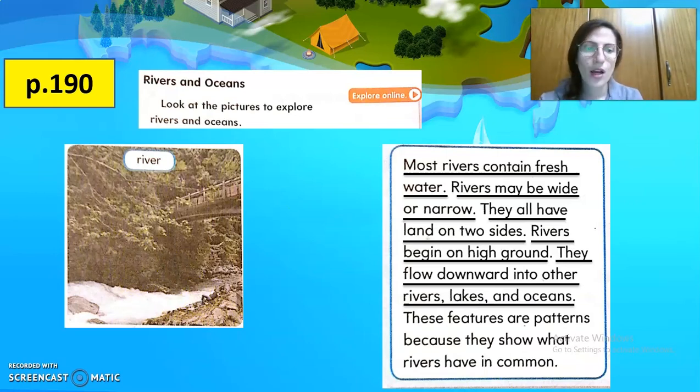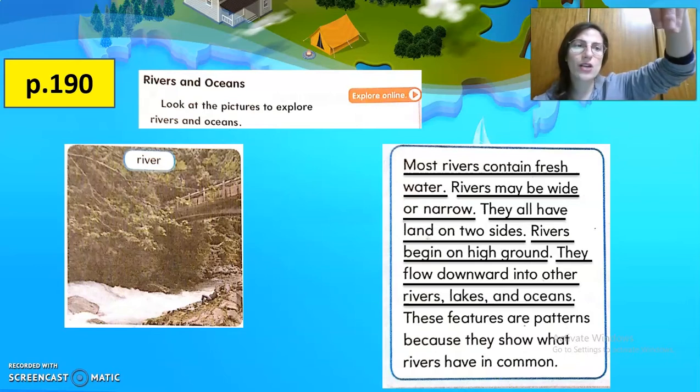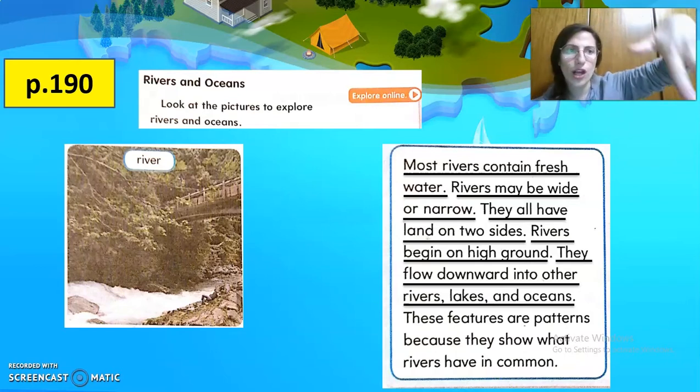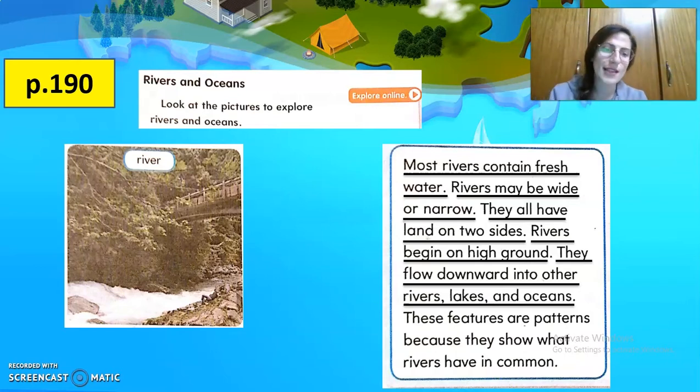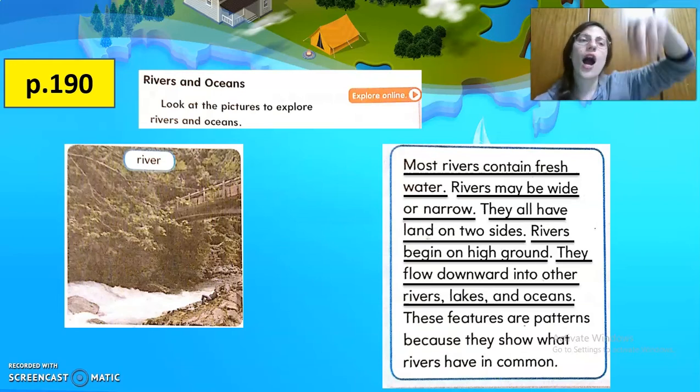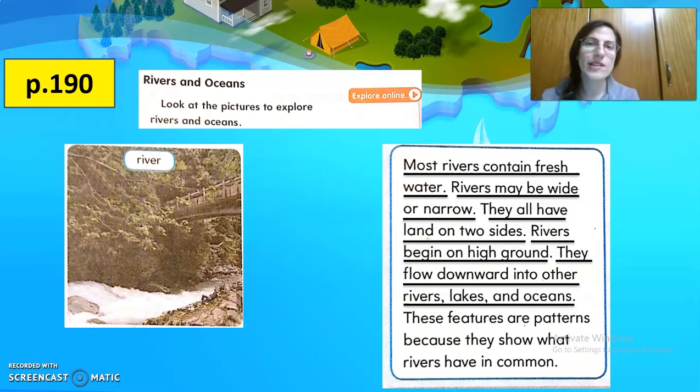What else? Where do the rivers start? Rivers begin on a high ground, okay, remember, on a high ground and flow downward into other rivers, lakes, and oceans. So, rivers begin on a high point and then they flow downward into other oceans, rivers, or lakes. Clear? So, these are the patterns about the river. Let's go again over them one more time.